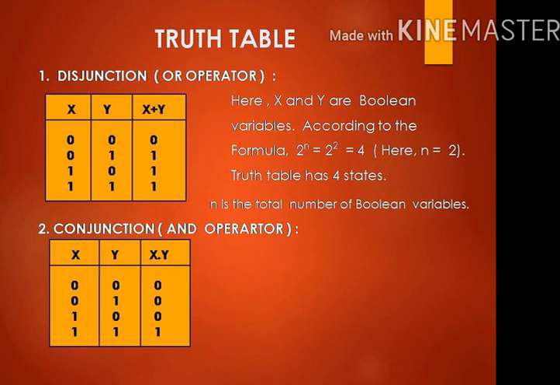Number 2, conjunction or AND operator. AND operator is represented by dot symbol. X column 0 0 1 1, y 0 1 0 1, x dot y 0 0 0 1.